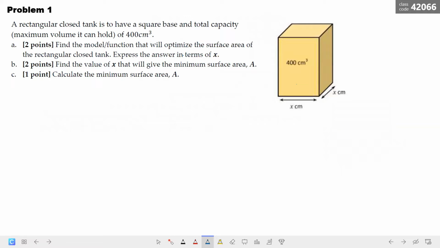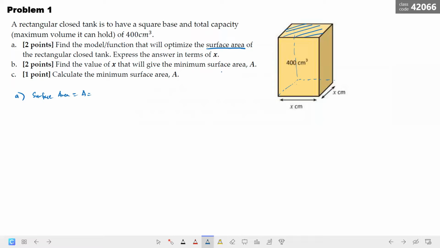So we want to know what is the function to be found, and that is the surface area. Remember that the surface area of the closed rectangular tank is simply the area of all the faces. That includes the two bases, one on top and one below. That's why it's very important to know that the tank is closed, because we're going to add the area of the two bases. So let's say we have the surface area here, and let's represent that as a variable A.